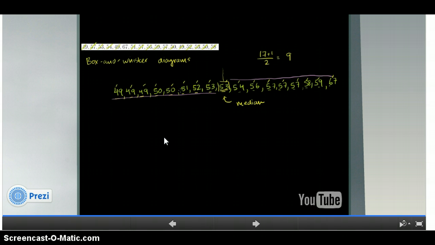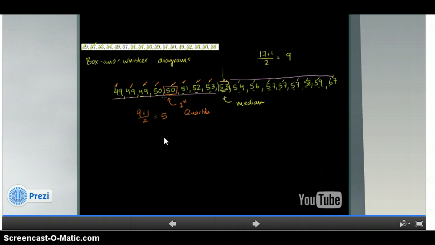So let's find the median of this list right here. So we have 1, 2, 3, 4, 5, 6, 7, 8, 9 numbers. 9 plus 1 over 2 is equal to 10 over 2, which is equal to 5. So we count 1, 2, 3, 4, 5 right there. That is the median of this bottom list, and we call this the first quartile.